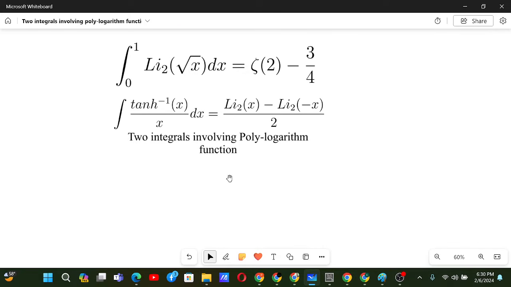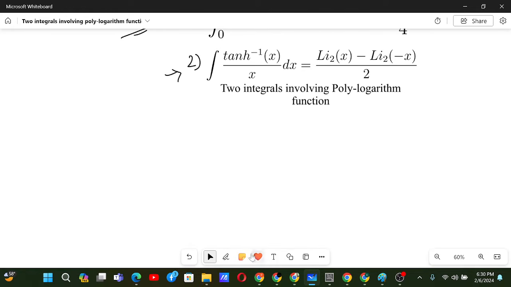Two integrals involving the polylogarithm function. Basically, in this video we will integrate these two functions using the polylogarithm function, and even the special case of the polylogarithm function, which is Li2 of x. Okay, now let's go with the second one, because the second one is easier.